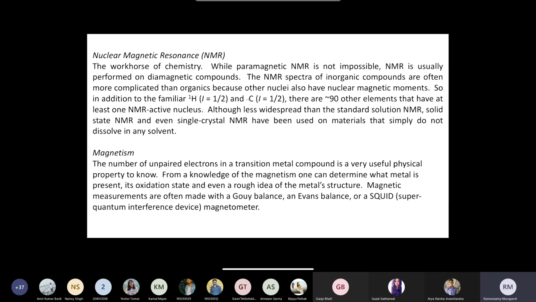It's often applied to proton and carbon, but there are 90 other elements that have at least one NMR active nucleus. Those of you who are part of my CH438 course would know this. I've introduced at least phosphorus, fluorine, germanium, silicon, and a few other nuclei in 438. We will probably have a rerun of some of those techniques, but not the same molecules.